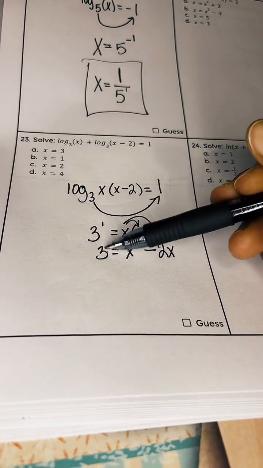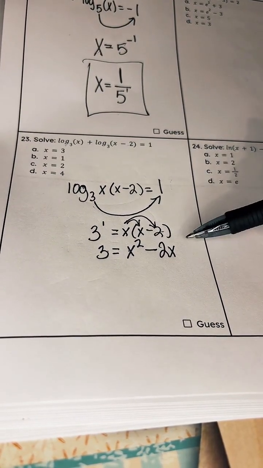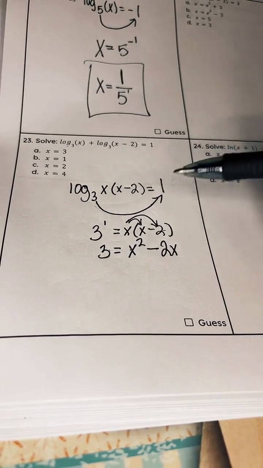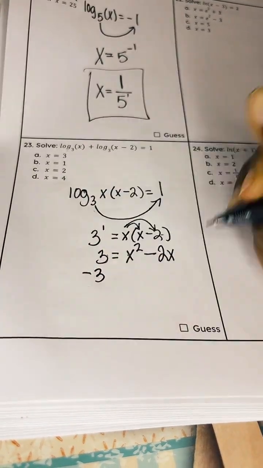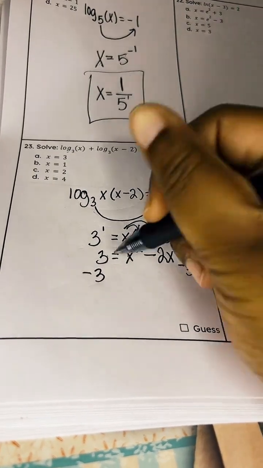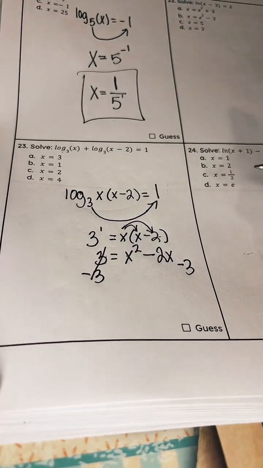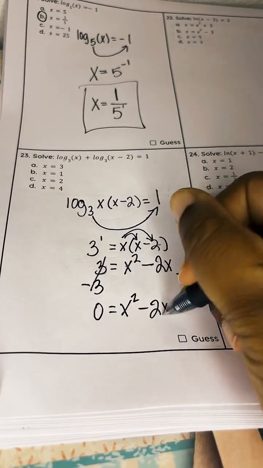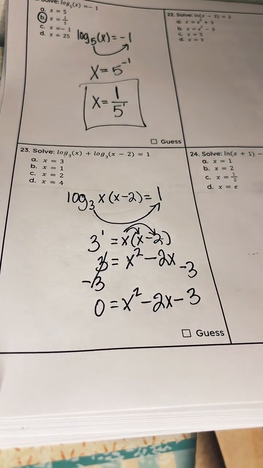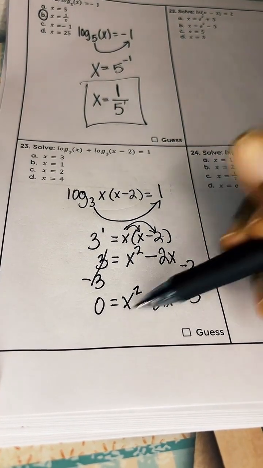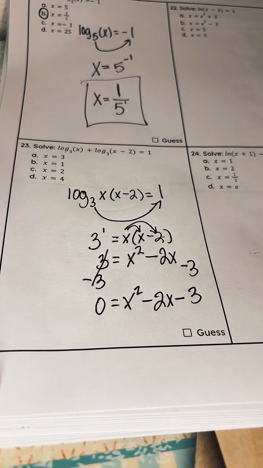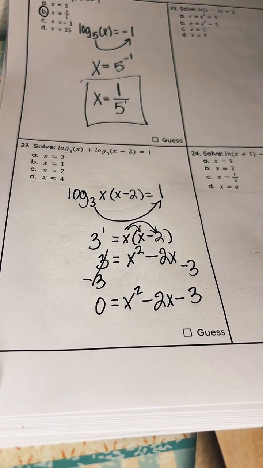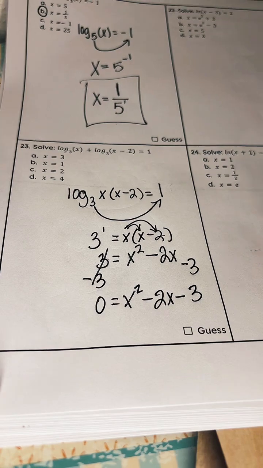Now we want to bring this 3 on over. It's a positive. Hopefully in your mind you're saying, subtract it, subtract it. You get 0 equals x squared minus 2x minus 3. All right, now we got to say, can we factor this? Let's see, can we factor it? I think we can.